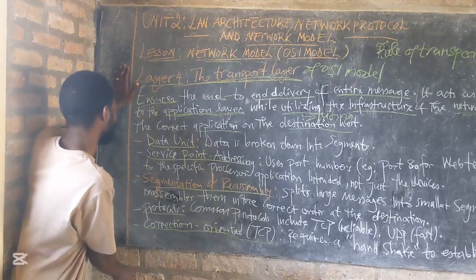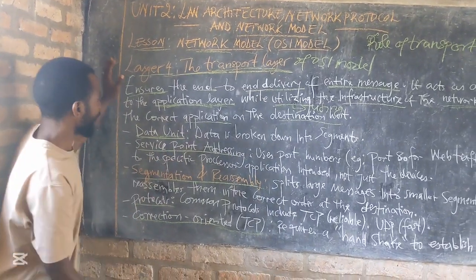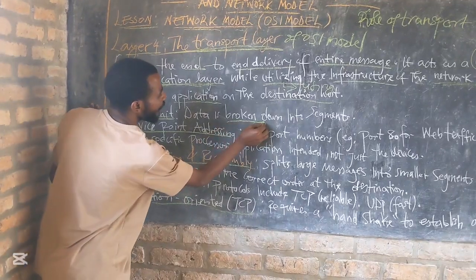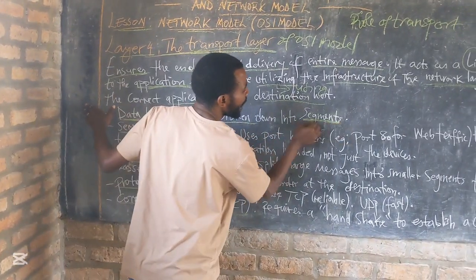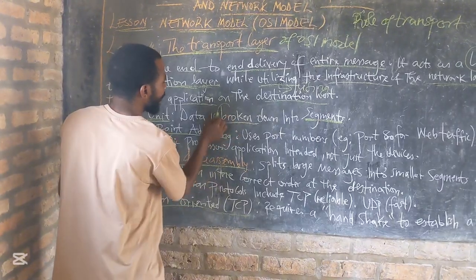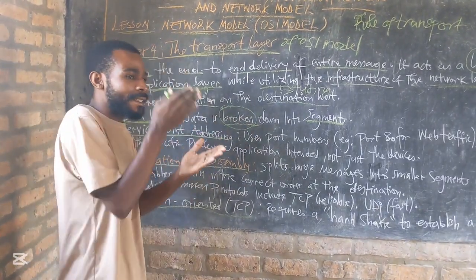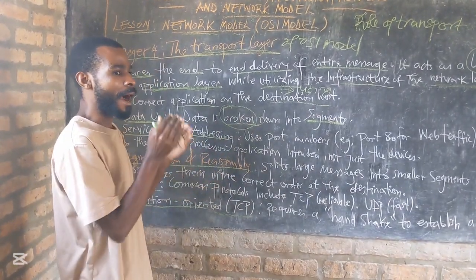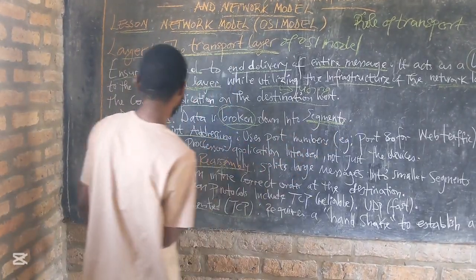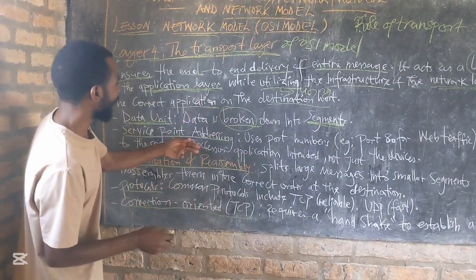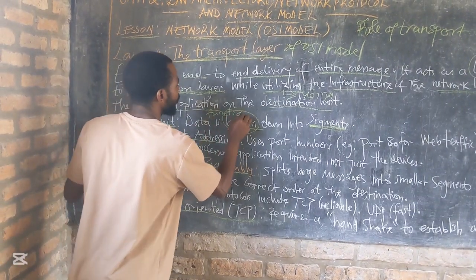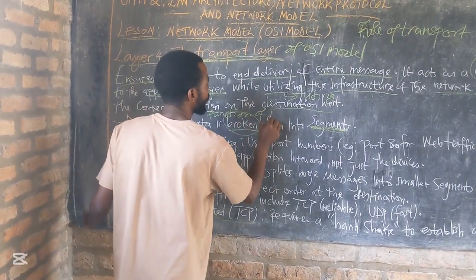What we have seen, we have a data unit. In the transport layer, data are broken down into what we call a segment. Are you getting me? Data are divided into segments. Service point addressing. Now we are on the functions of the transport layer.